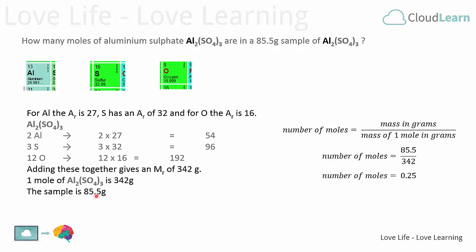We have a sample of 85.5 grams, which of course is much less. It's a fraction of 342. So we find out what fraction we've got. The number of moles is equal to the mass in grams, which in this case is 85.5, over the mass of 1 mole, which we've just found out is 342. And when we do that in the calculator, we find out that the number of moles is exactly 0.25.